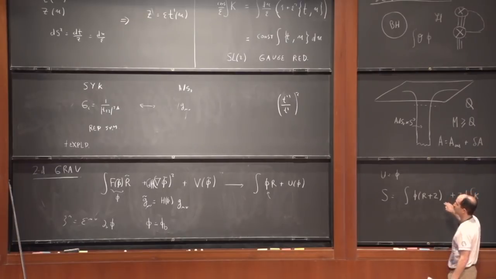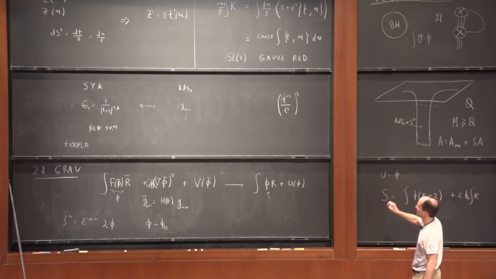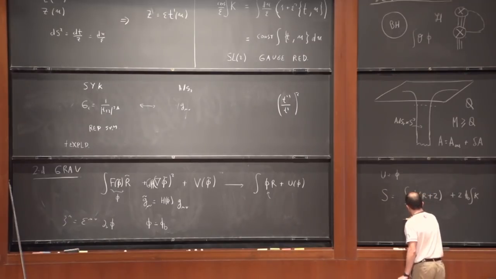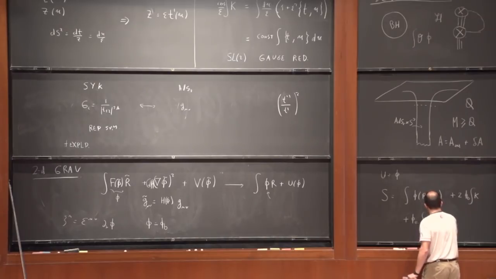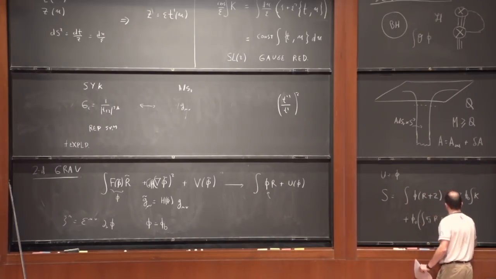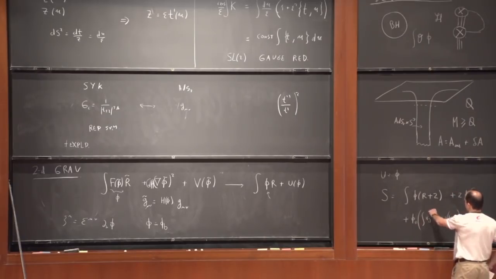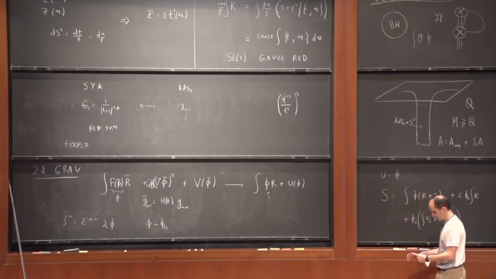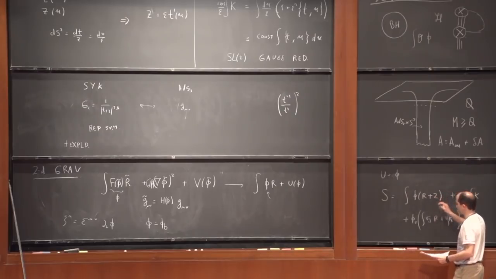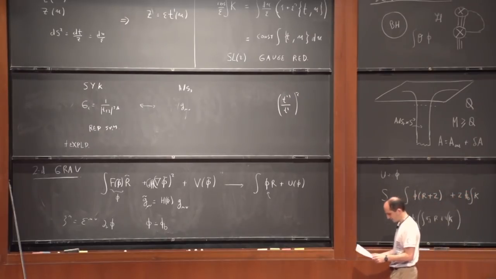And in addition to these terms, we can also have the topological action that we have erased, which is phi 0, the integral of square root of g r plus 2k. So this term will give us the extremal entropy, and now we'll try to concentrate on this one. This is just topological. This will not be totally topological.